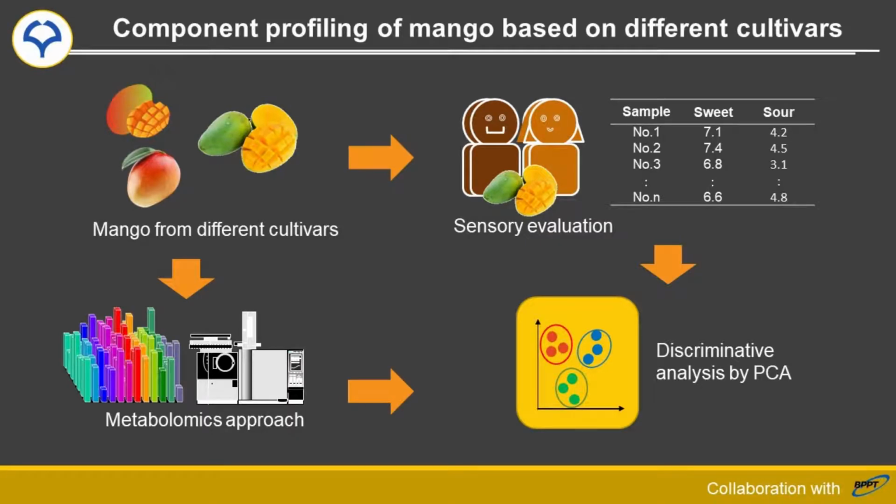Besides fruit ripening, study of different cultivars or varieties of fruits can also be performed with metabolomics. For example, in this lab, we also conducted component profiling of mango from different cultivars. We conducted metabolomics approach and sensory evaluation with the collaboration of Indonesia Research Agency to obtain characteristics of these mangoes. The data from this analysis can be used to perform discriminative analysis to identify unique attributes of these mangoes.